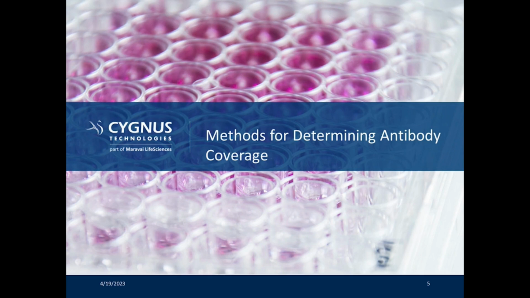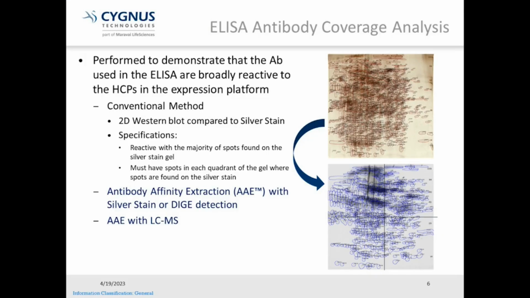Next, I'll go into more detail about methods for determining antibody coverage. The first step you need to do to demonstrate that a host cell protein ELISA is fit for purpose is to demonstrate that the antisera used in the ELISA is broadly reactive to the array of host cell proteins that are found in each bioprocess. Traditionally, the regulatory expectation for the coverage assessment has been a large format 2D gel, or actual 2D Western blot comparison to a silver stain.